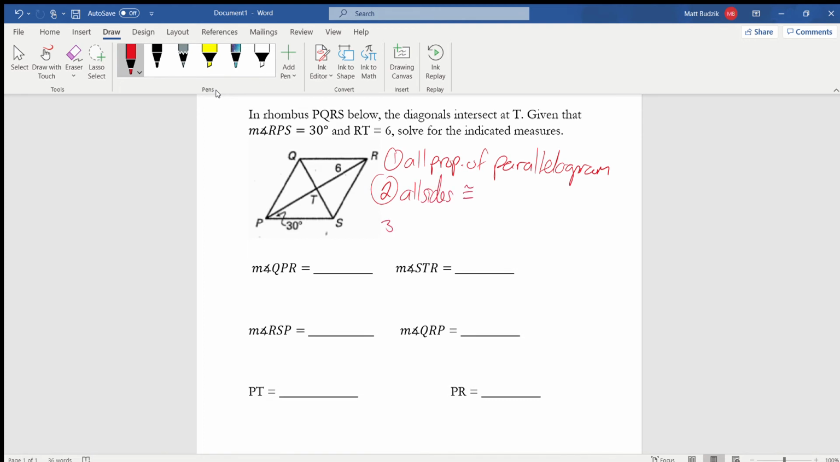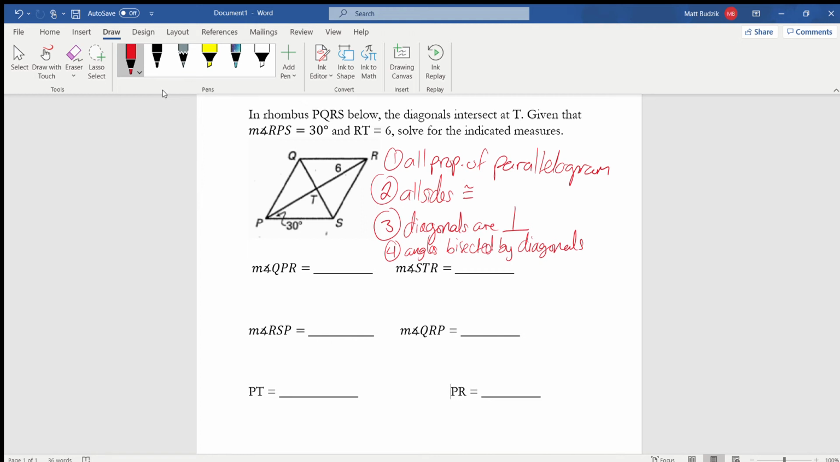Third thing is that the diagonals are perpendicular to each other. And then the last one is that the angles are bisected by the diagonals. So again, there's kind of those four key properties that we know about a rhombus.